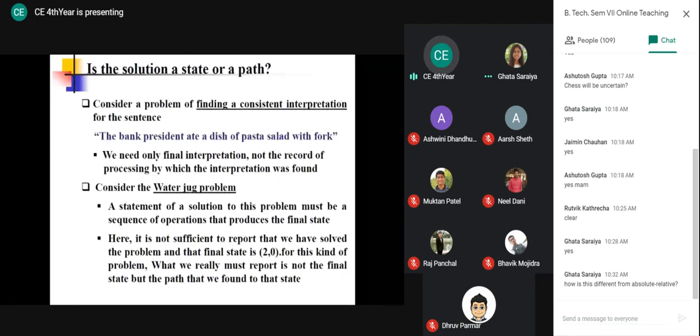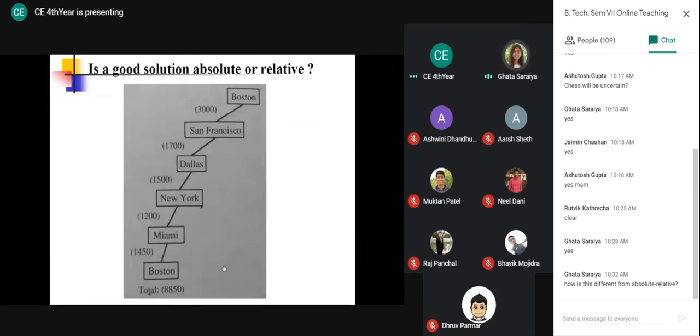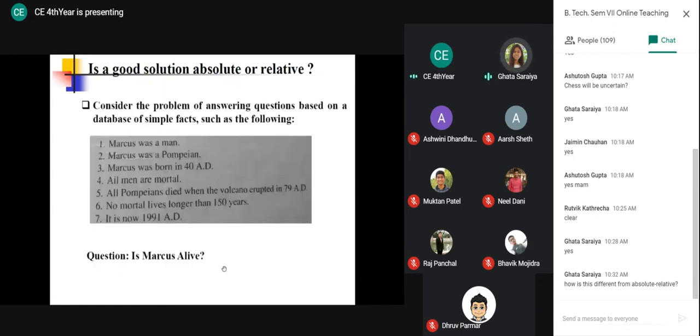Okay, your question is how is it different from absolute and relative? Which one, the state or path? State is similar to absolute. Ma'am, in the previous slide, we did the absolute and relative solution, right? So in that, we were only concerned about the Marcus one. We were only concerned about finding the final solution, and in the chess example, and the traveling salesperson problem, we were concerned about the path.